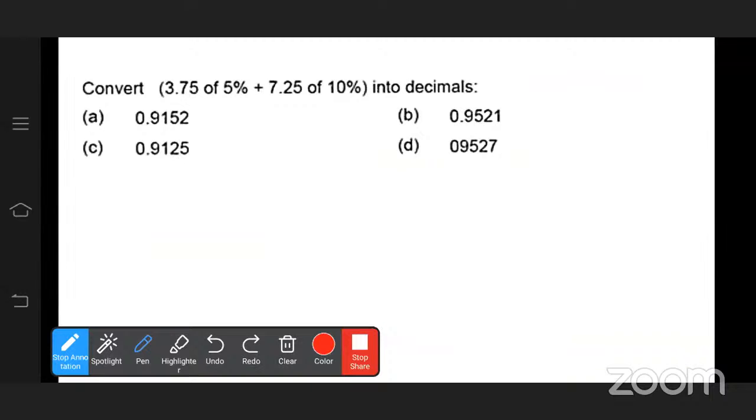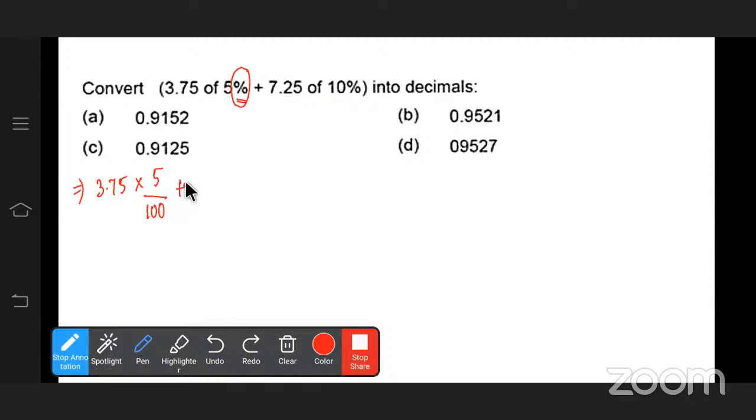So listen. Convert 3.75 of 5% by 7.245 of 10% into decimal. So listen. The question is 3.75 of means multiplication into 5 percentage. If I need to remove the percentage, what I have to do? I'm going to put divided by 100. So I'm going to remove this percentage. I'm going to divide the number by 100. Understand? Yes, ma'am. Percentage remove பண்ணோம்னா 100 ஆல divide பண்ணிக்கணும். Divided by 100 போட்டுக்கணும். ஓகேவா?